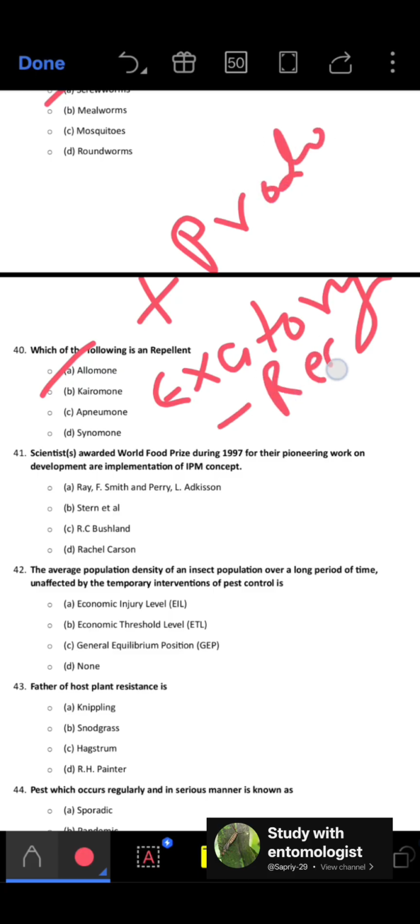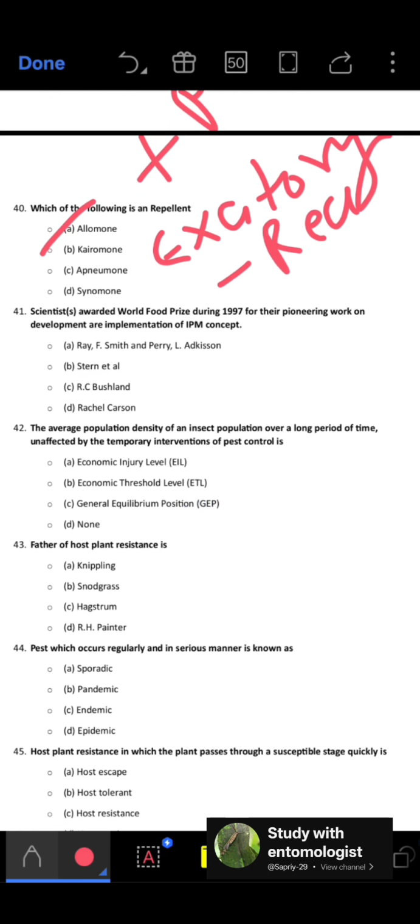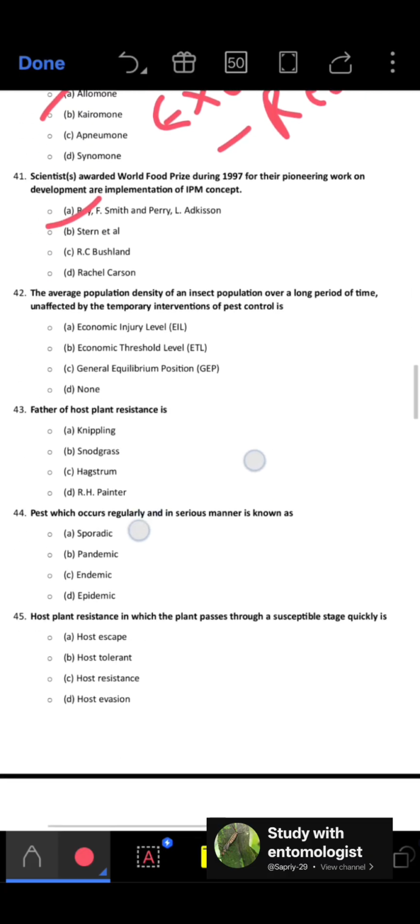Next is scientists awarded the World Food Prize during 1997 for their pioneering work in development or implementation of the IPM concept. So both scientists are R.F. Smith and Perry L. Atkinson. Next, the average population density of an insect population over a long period of time, unaffected by the temporary interventions of pest control, is known as GP.